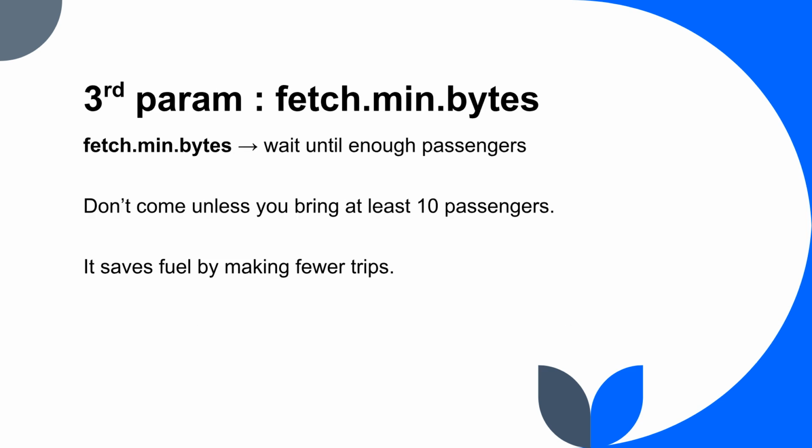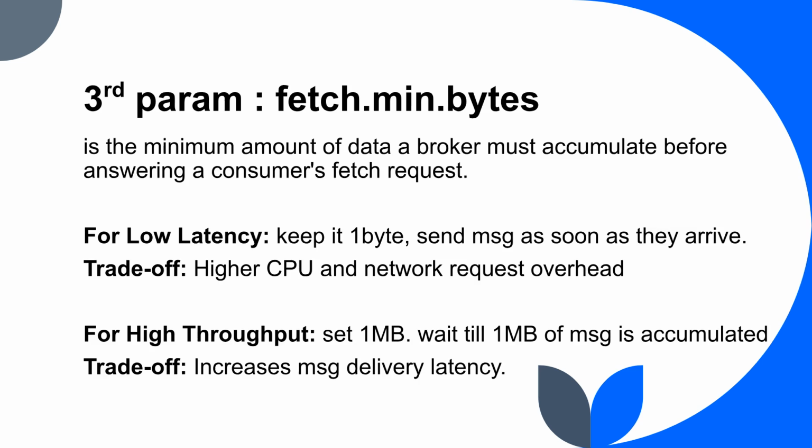The third parameter is fetch.min.bytes, which is like waiting for a minimum number of passengers before the bus comes. This saves resources by making fewer trips. Fetch.min.bytes is the minimum data the broker must accumulate before responding to a fetch request. Use 1 byte for low latency or 1 megabyte for high throughput, balancing overhead and delivery latency.